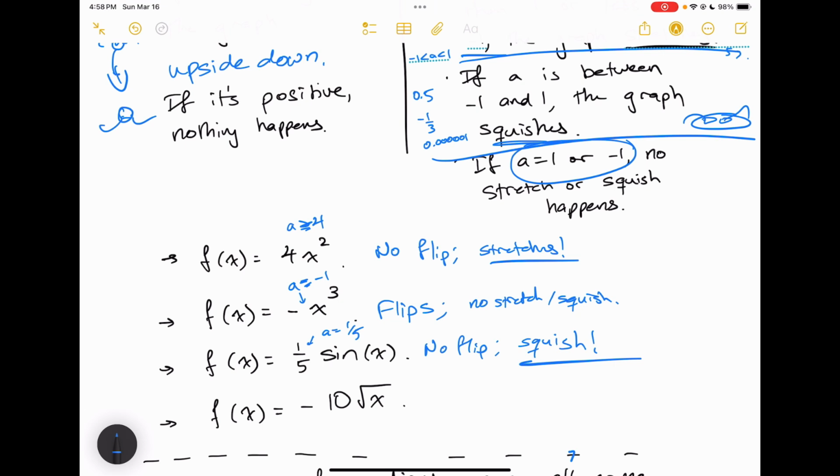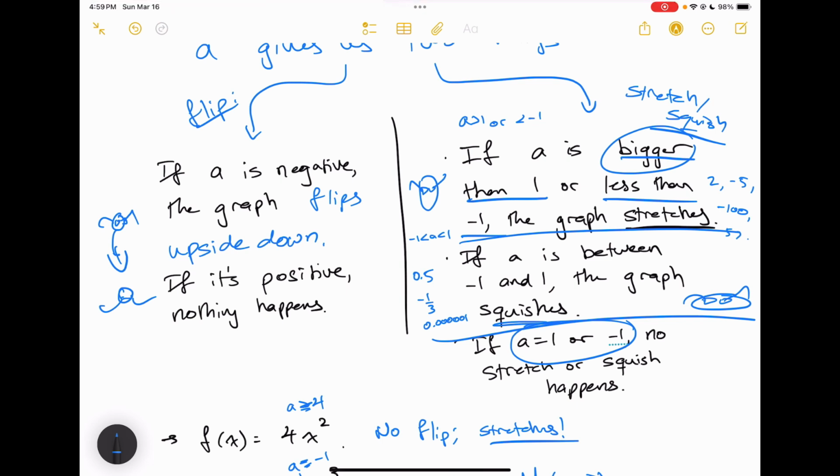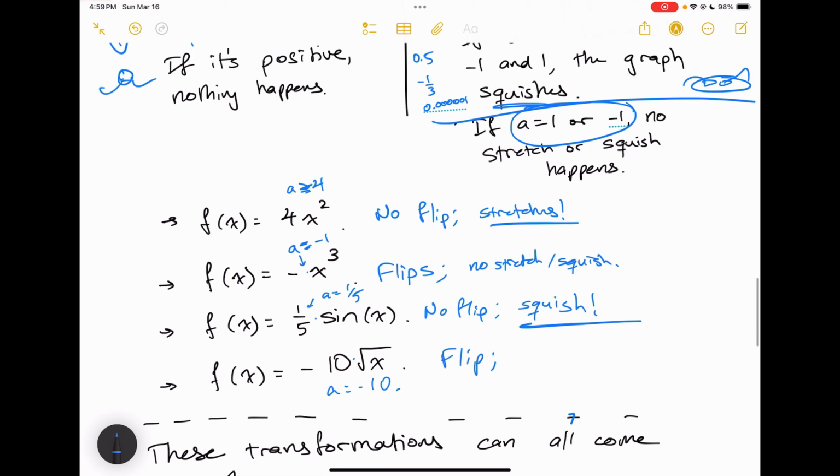Finally, f of x equals -10 times the square root of x. I haven't been stating it, but each time it is a multiplication. And that's what's important for it. -10 is being multiplied here. And that's our a. Since it's negative, we do have a flip. And this time, we're looking at these conditions. It's not between -1 and 1, and it's not 1 or -1 itself. It's sitting on the outs. So here, that means we have a stretch.